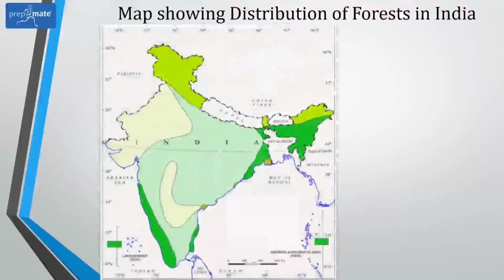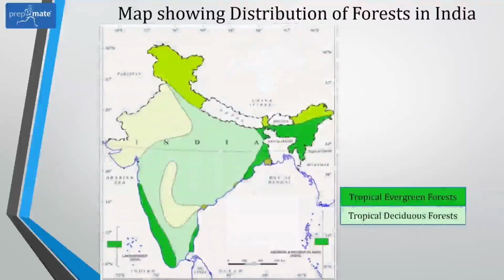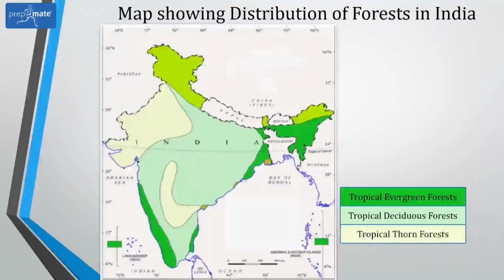Forests in India are broadly classified into the following categories: tropical evergreen forest, tropical deciduous forest, tropical thorn forest, montane forest, and mangrove forest.